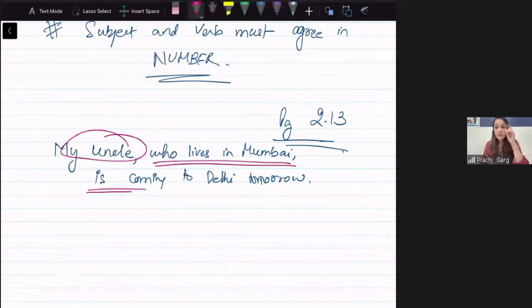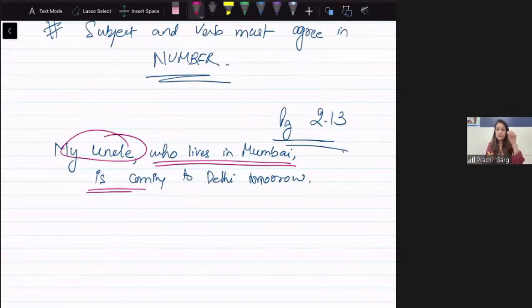Clear? So, having said that, it is very important for you to be able to identify the subject in a sentence. You should know about whom we are talking, who is the main subject of any sentence. Am I clear? You might think Mumbai is the subject, but Mumbai is not the subject. We are talking about my uncle here. So my uncle is the subject, and the verb has to be according to my uncle.